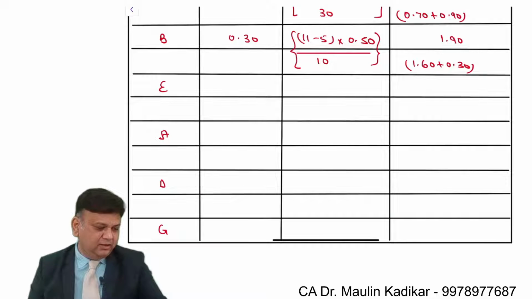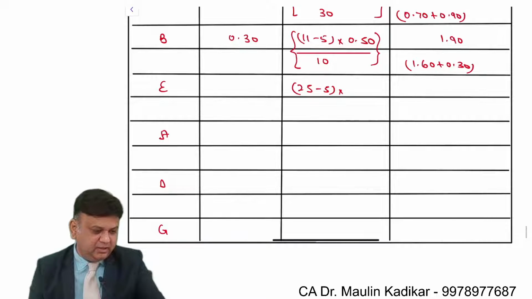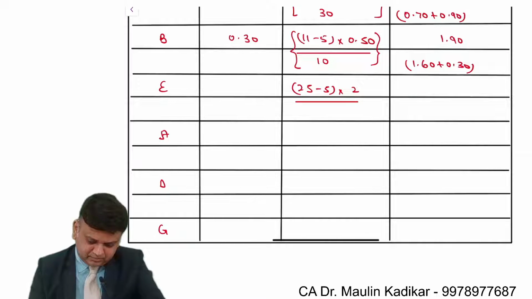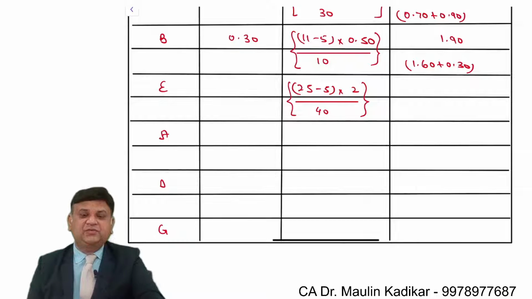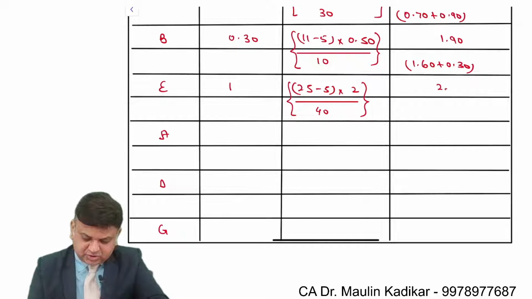For security E, it is 25 minus 5, that is 20 into beta is 2 divided by unsystematic risk is 40. So 25 minus 5 is 20. 20 into 2 is 40. 40 upon 40 is what? So this is 2.90.